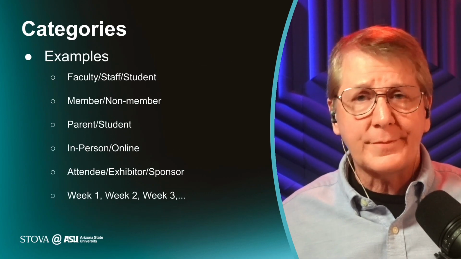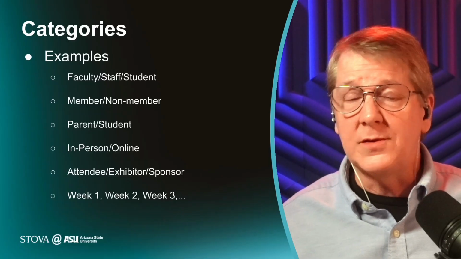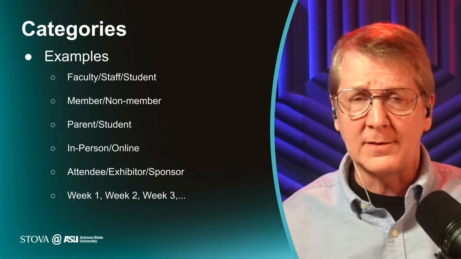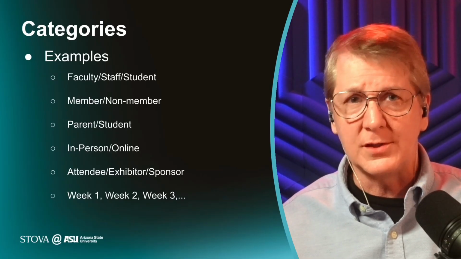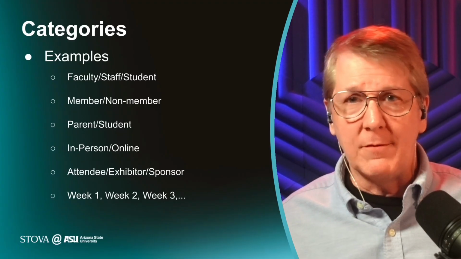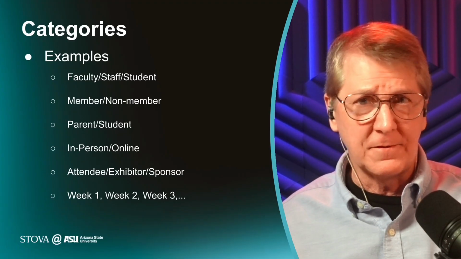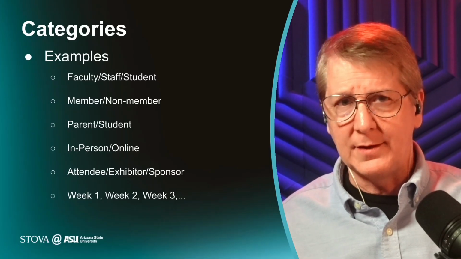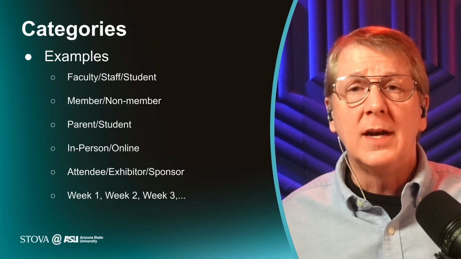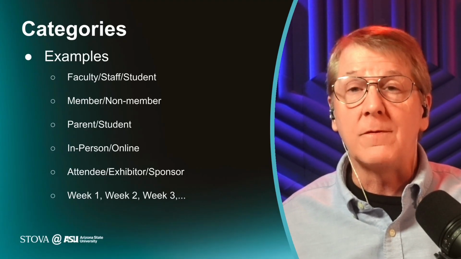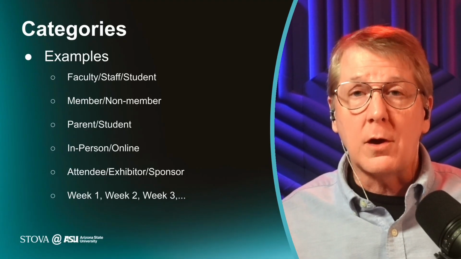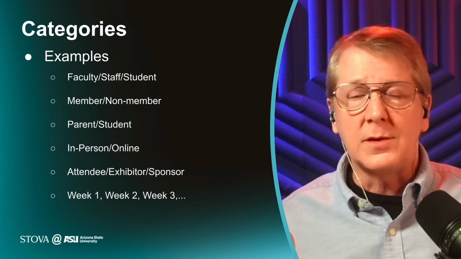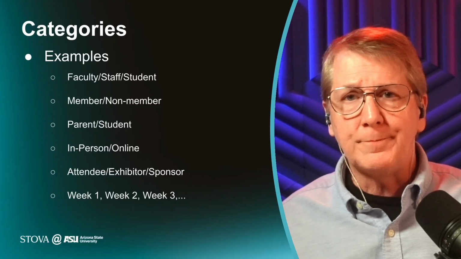Some common examples here at the university, especially: perhaps you want to know from the get-go who's coming in as a faculty member, a staff member, or a student. You may have a member/non-member situation, especially for fees. Members have a reduced price, non-members have a higher price. Or perhaps you're doing a summer camp or an outreach program where you want to know the parent or guardian's name first, followed by which students they are enrolling in your program.